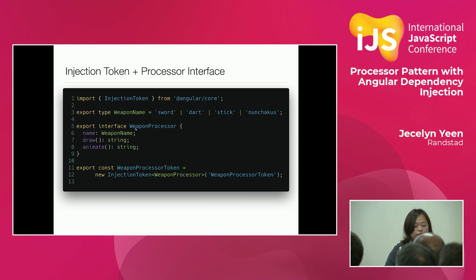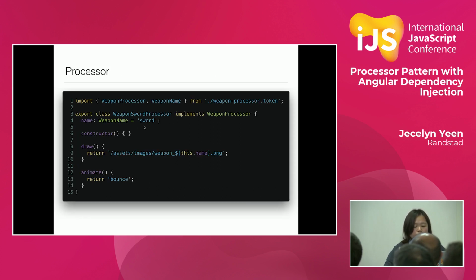For the name, because I have 4 names, I want to strongly type it. That's why I create a type, WeaponName, so the value can only be sword, dart, stick, or nunchucks. But if you don't want to strongly type it, you can just assign string as the type. It's definitely fine.